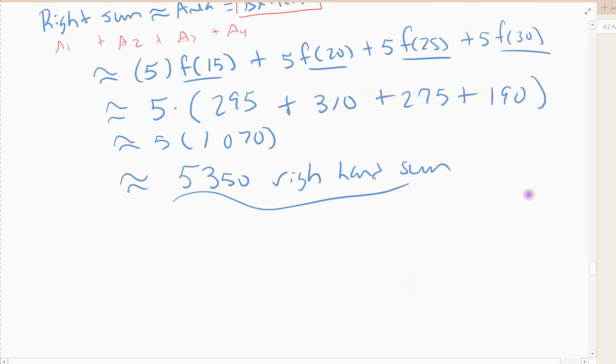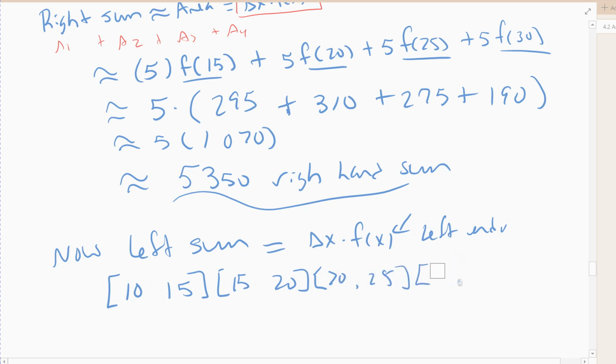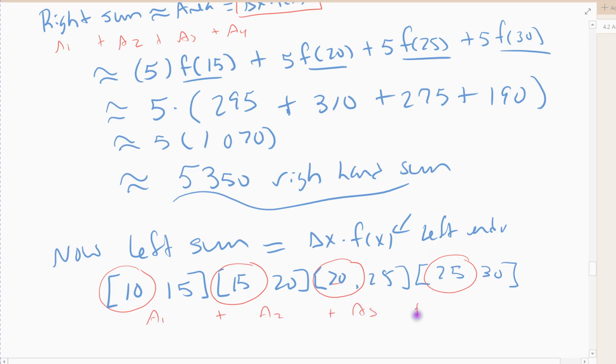Now the left-hand sum. Alright, now the left. So again, I find my areas by taking delta x times f of x, but this time f of x is using the left endpoints. I'm going to write down my intervals again. This time I'm using the left one, so I'm using 10, 15, 20, 25. Those would be the left endpoints, to get my area 1, area 2, area 3, area 4.